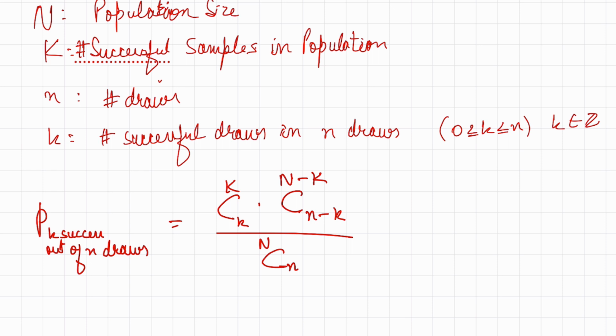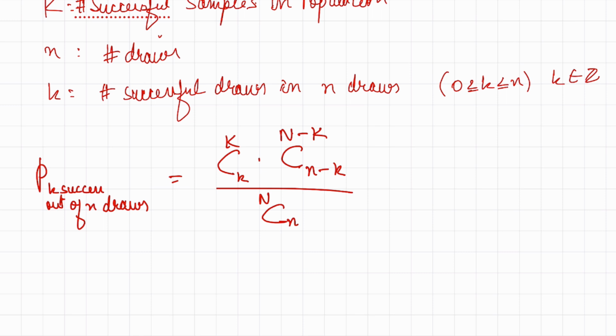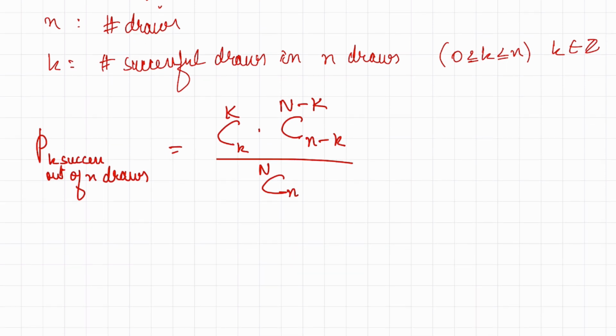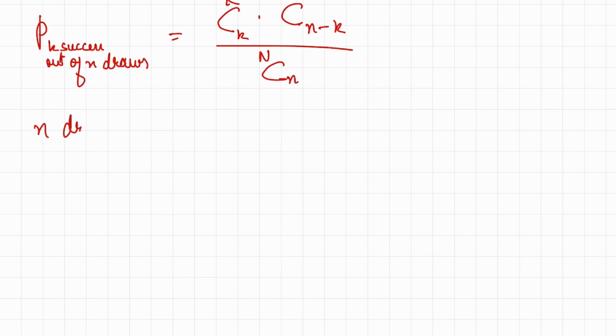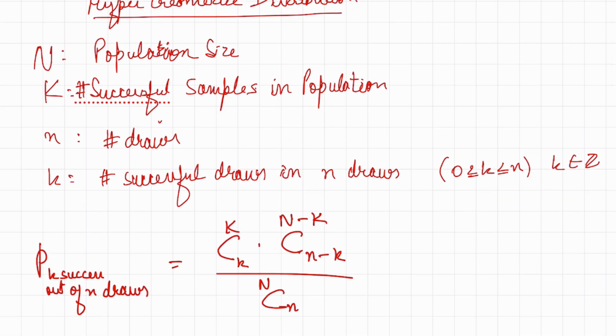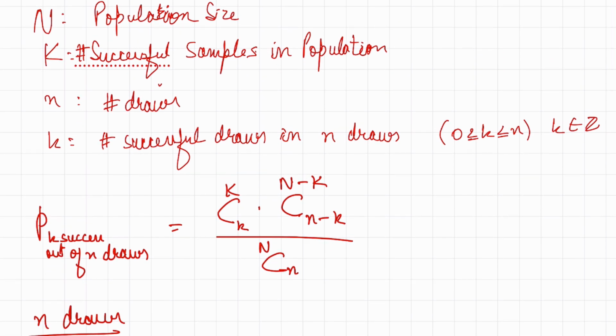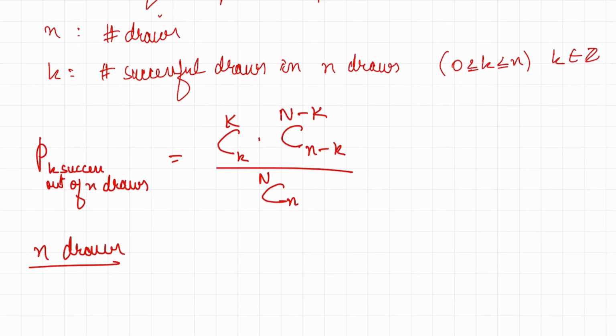Okay, now this is for k successes out of n draws, and you may be thinking, why am I telling you a distribution here? Well, here comes the interesting part. So think about this. Let's say you had n draws. What are the possible successes you can get in the setup? You have n population size, you have k successful samples, you draw n items, and you have k successful draws in these items.